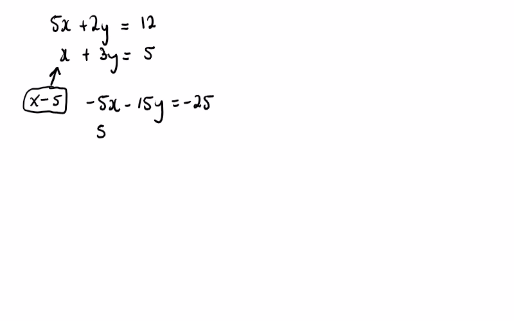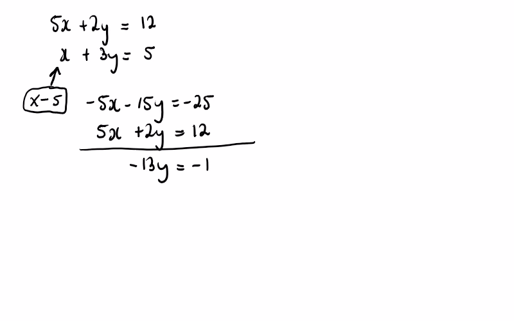Bring the first equation down, write it underneath, and let's see what we get here. So we're going to get minus 15 plus 2 minus 13y equals minus 25 plus 12 minus 13. And if you have two minus signs like this, straight away you can change it to pluses. 13 by what is 13? So y is equal to 1.